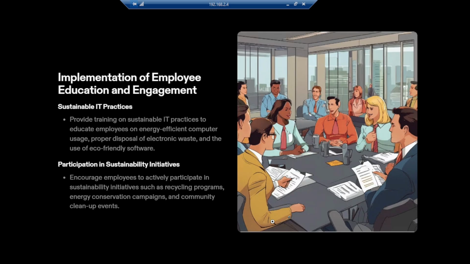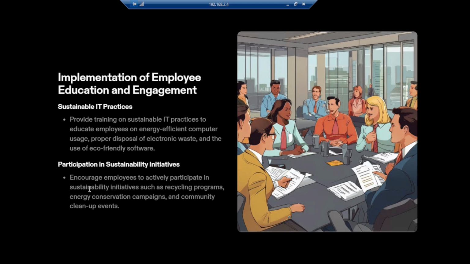But if you are working in a very large organization, you can also conduct online trainings. You can create a nice course, and you can ask your employees to finish that course. In this course, the employees can go through all the important instructions on how to run the business in a sustainable manner. So by providing training on sustainable IT practices to educate employees on energy efficient computer usage, proper disposal of electronic waste, and the use of eco-friendly software.